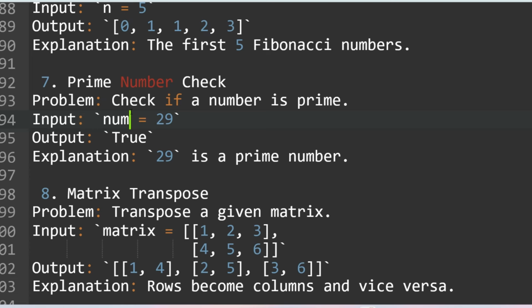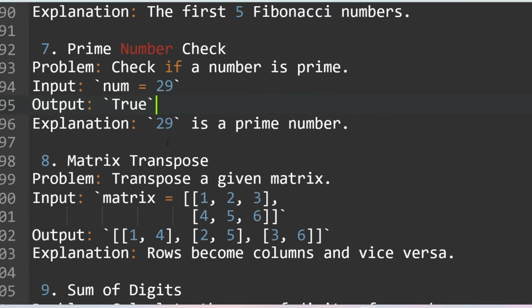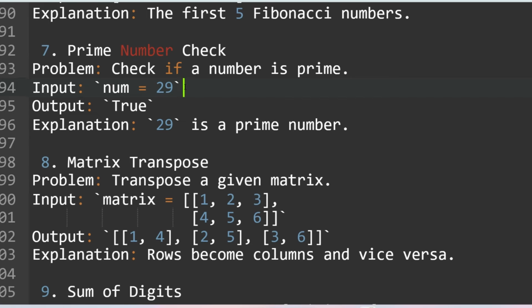Okay, so this way you have to solve the problem. Maybe you will not be directly asked the prime number questions; you will be asked questions whose outcome is a prime number. I hope you understood. Here you just have to check an if-else condition: if the number is divisible only by itself or 1, then it is prime, and if it is divisible by anything other than that, then we consider it a non-prime number. I hope you understood.